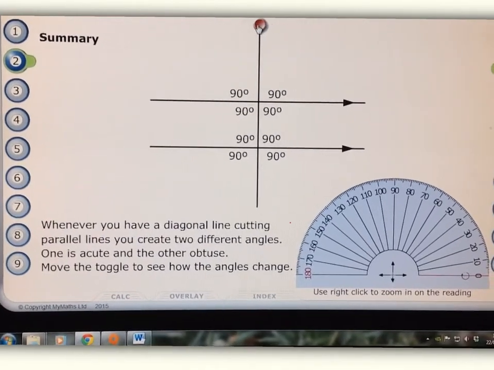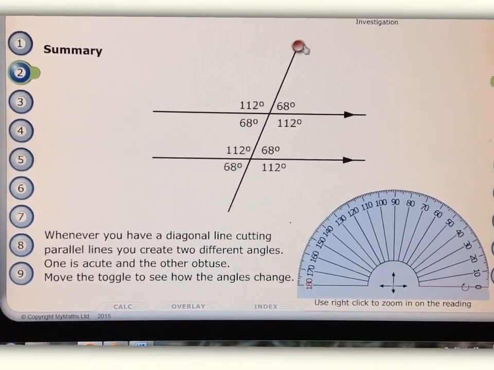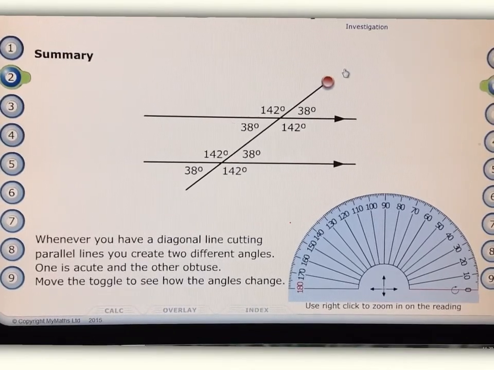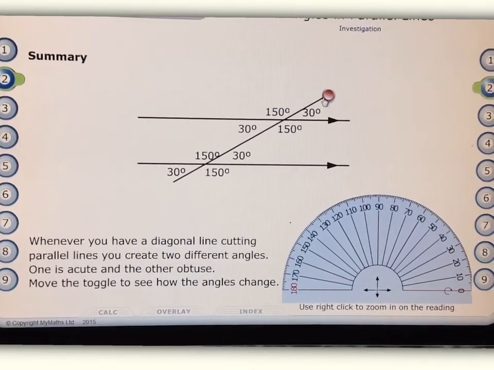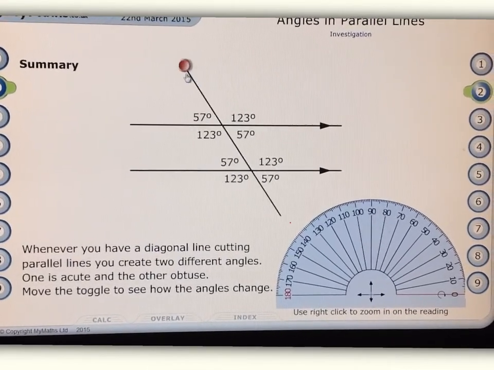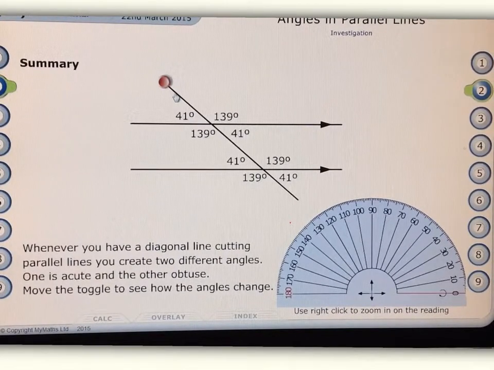So whenever you have a diagonal line cutting parallel lines, you create two different angles. One is acute and the other obtuse. You can see that when I move the red dot, how the angles change, but they all relate to each other. Now you already know that angles on a straight line add up to 180 degrees.